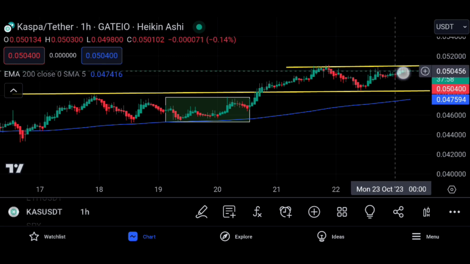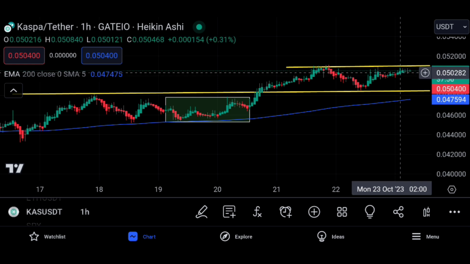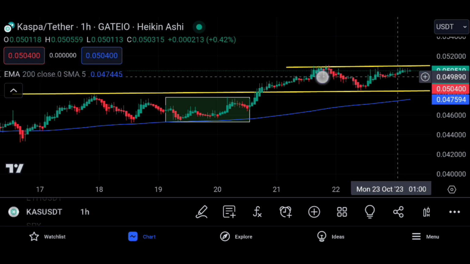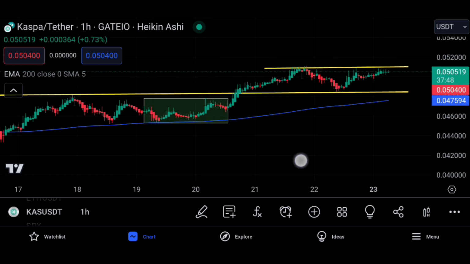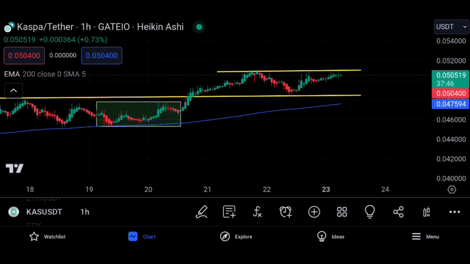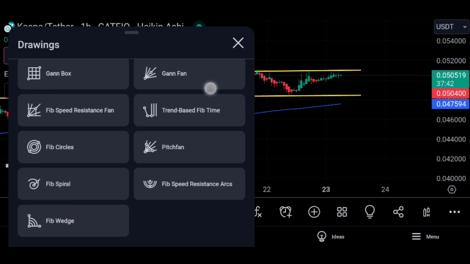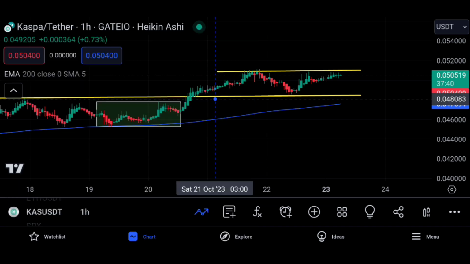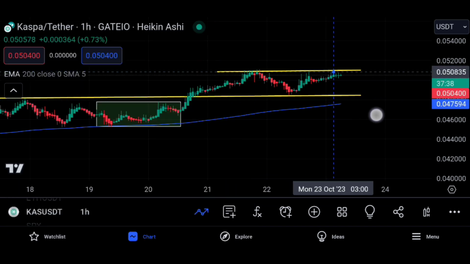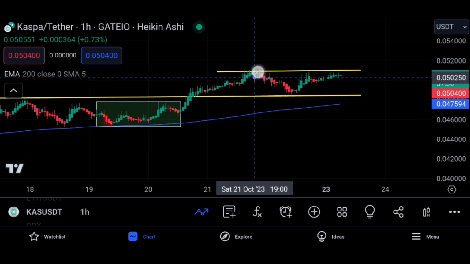And at this current position, what we should be expecting is a breakout of this newly established resistance. So from what we have right here, what I sense and perceive to happen next is a possible break above this newly established resistance.